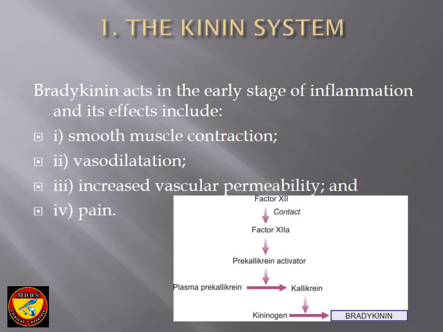Kallikrein is formed from plasma prekallikrein by the action of prekallikrein activator, and this bradykinin acts in the early stage of inflammation. Its effects include smooth muscle contraction, vasodilation, increased vascular permeability and pain. So these are the effects of the kinin system.